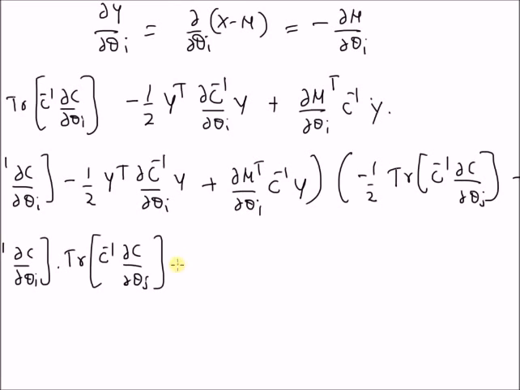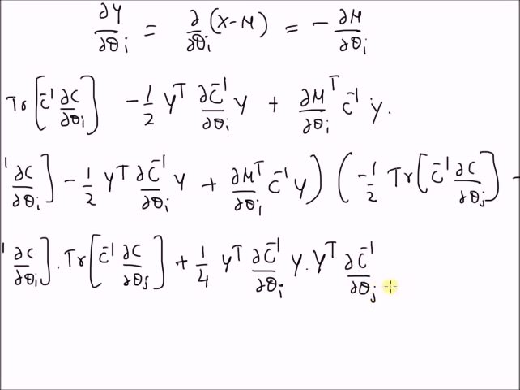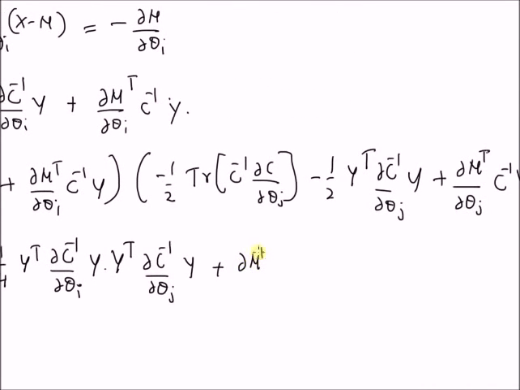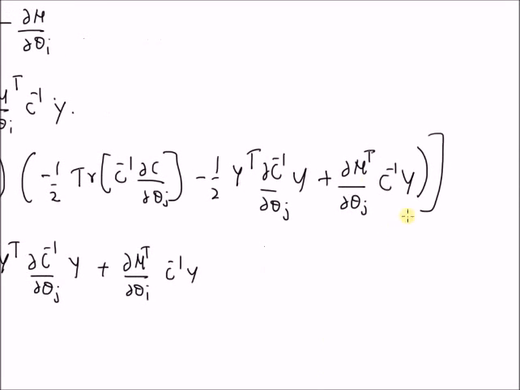And the second one is minus or minus plus 1 by 4 y transpose multiplied by the derivative of the inverse of C with respect to theta i, y, multiplied by y transpose C inverse derivative with respect to theta j multiplied by y. And the third term is derivative of mu transpose with respect to theta i, C inverse y, multiplied by, we can rewrite this product as y transpose C inverse derivative of mu with respect to theta j. So we have y transpose C inverse derivative of mu with respect to theta j.